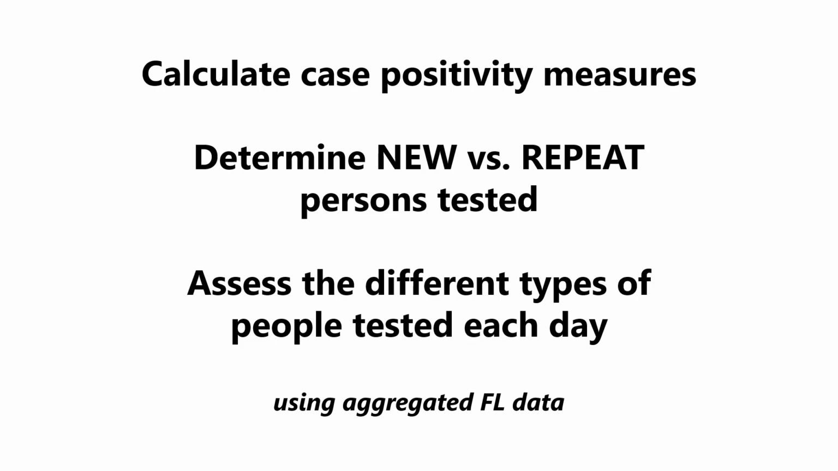So this is not necessarily right or wrong. This is how I do things. And as always, I invite feedback on this. So we'll discuss those different positivity measures, where to get the numbers from, how to calculate them. A little bit easier, how to determine new versus repeat persons tested, and how to assess the different types of people tested on each day.